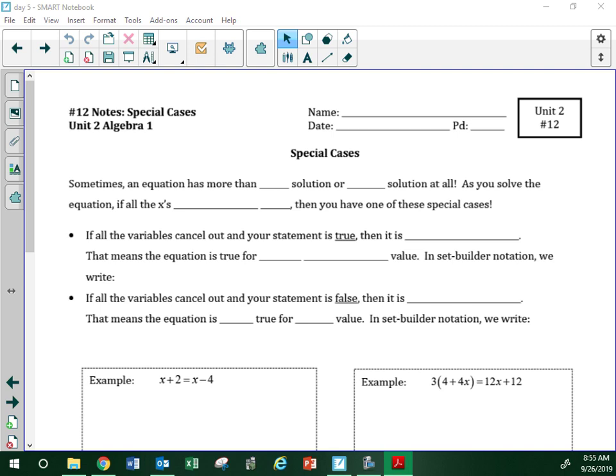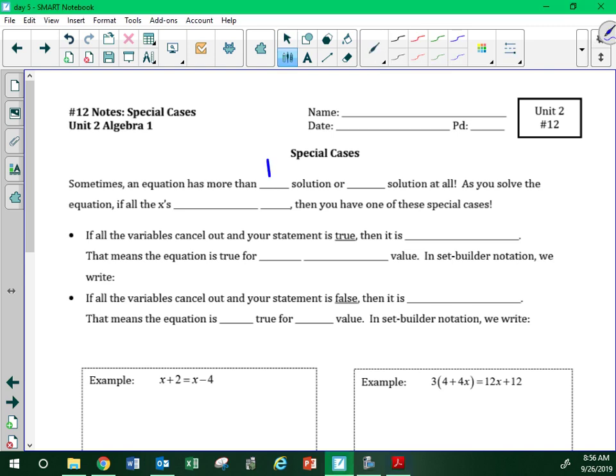So we are still solving equations the exact same way that we've been solving equations all along. It's just these are a few kind of unique cases that we get. Sometimes an equation has more than one solution, or no solution at all. Normally, most of the time we have one solution. But sometimes we have no solutions or more than one solution.